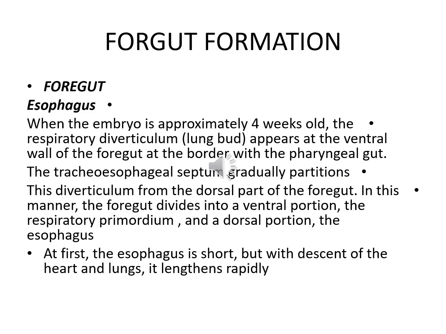We discussed before that the foregut, the pharyngeal gut exactly, will be divided by the tracheoesophageal septum into two structures: the ventral part, the respiratory diverticulum, and the dorsal part, including the esophagus. To start with it is very short in length, and then by the descent of the heart and the lungs to the chest, it will lengthen rapidly.